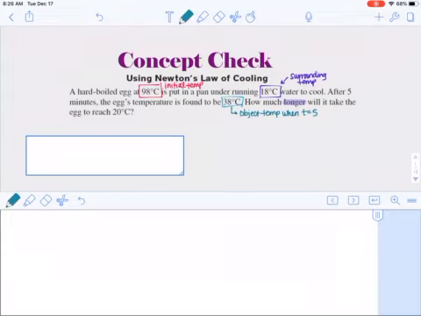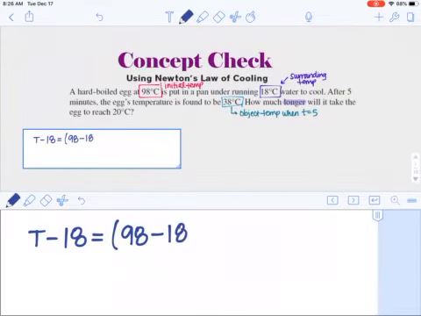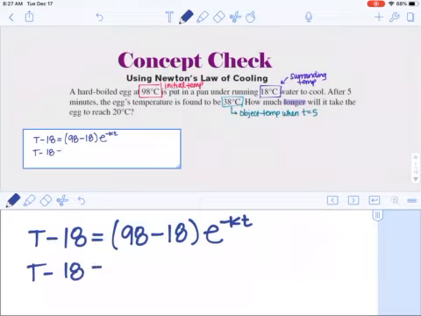So if I use the form that you can kind of see above, this means I'm doing T minus the surrounding temp, so T minus 18 equals the initial temp, 98, minus that surrounding temp, times e to the negative kt, or T minus 18 equals 80 e to the negative kt. That would kind of be my initial general solution, and now I need to figure out what that k is, okay?